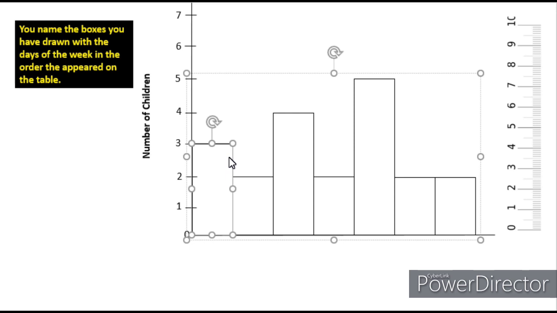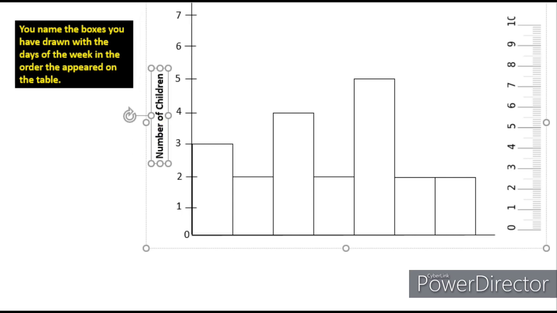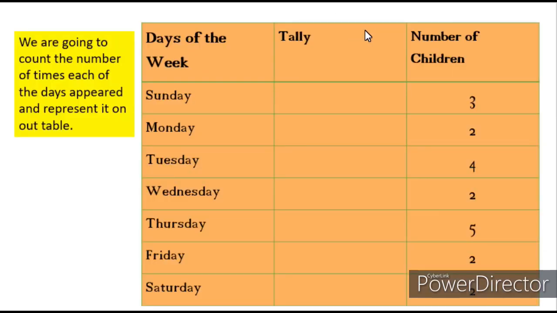It is left with one thing that we are supposed to do, that is naming the boxes. You can see that here we have number of children, and that is supposed to be written on the vertical lines. Then the names of the days of the week will be written under the boxes that we have drawn.